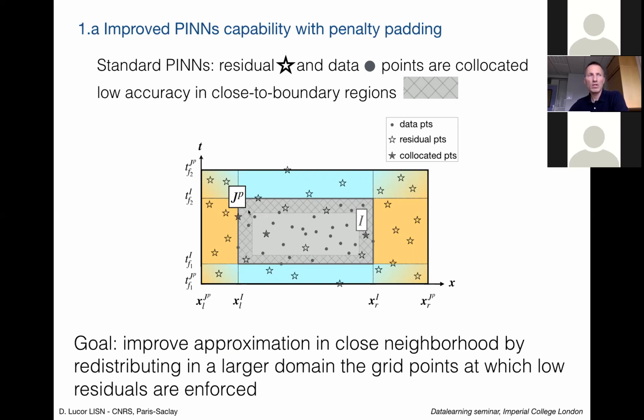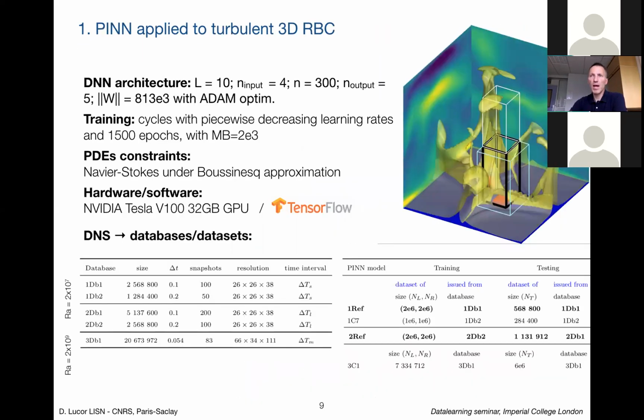So what we decide to do is we keep the same budget. So we keep the same number of dots and the same number of stars. So if we have 1,000 data points, we also have 1,000 points at which we minimize the residual, right? So number of dots and number of stars are the same. But what we do is we pad the region. So around the region of interest, we pad with additional elements where we actually place residual points. So around the black box, for example, we do some padding in space.